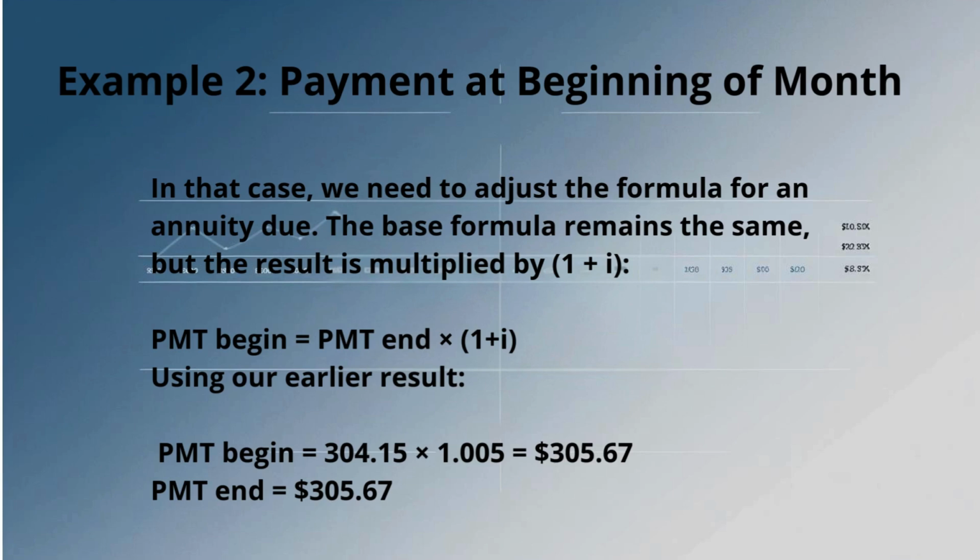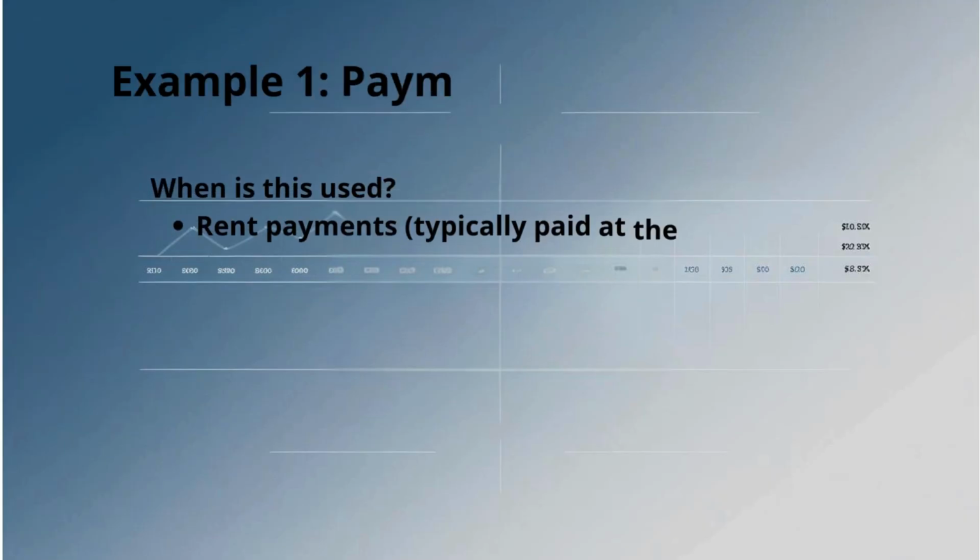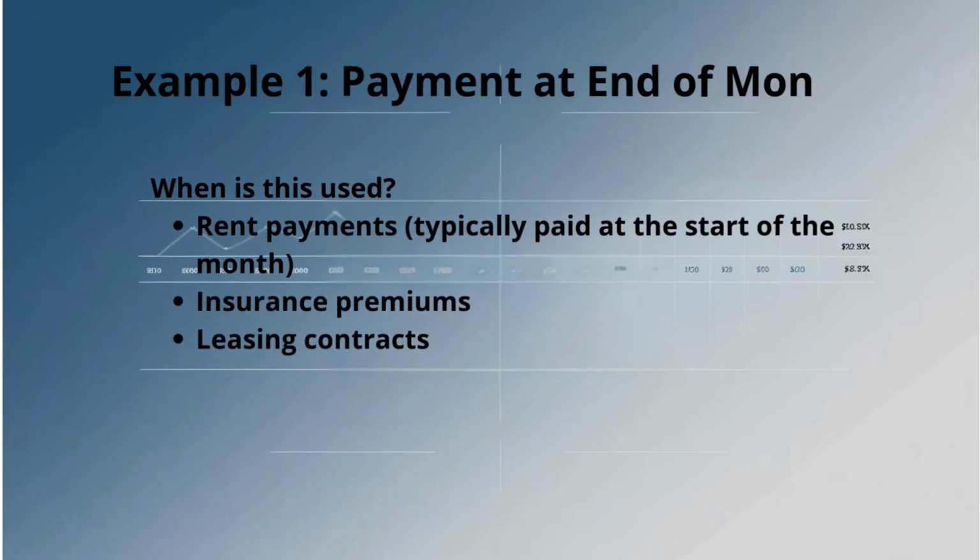Using our earlier result, PMT begin equals 304.15 times 1.005 equals $305.67. Why? Because when you pay earlier, each payment reduces interest a little faster. That means your loan is repaid slightly sooner, but monthly payments are just a bit higher.